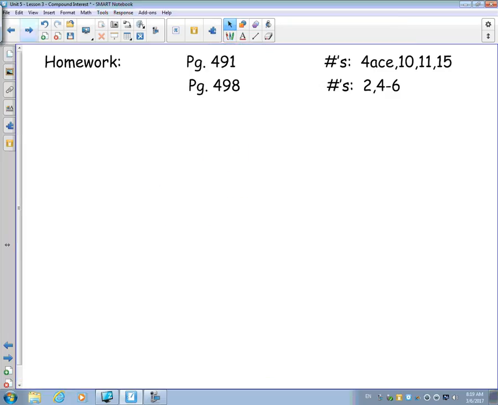Okay, some questions you should probably try about compound interest. We're going to look at some things tomorrow also with compound interest, solving for N, solving for K, solving for R. But you kind of need to be okay with future value and present value first of all.